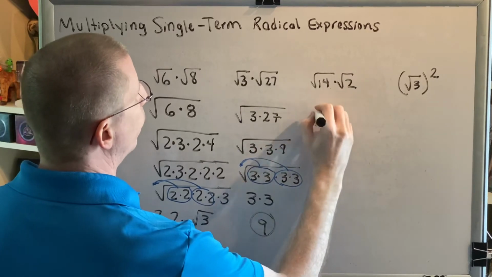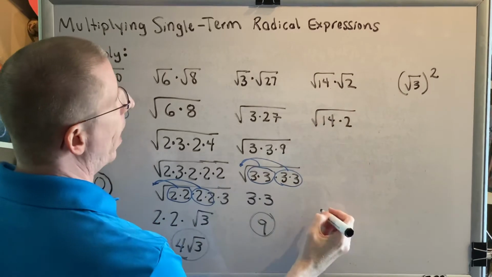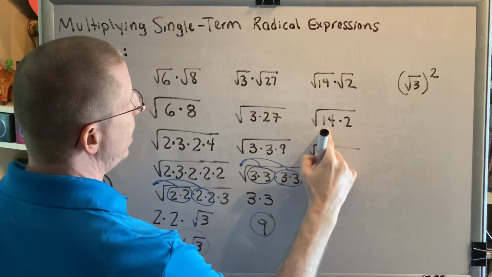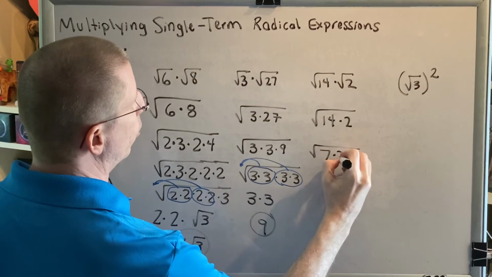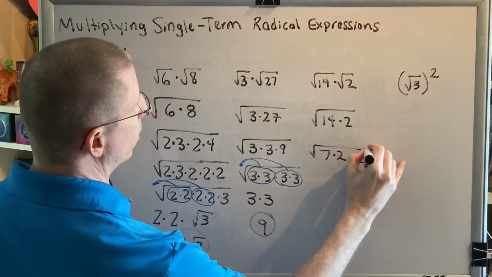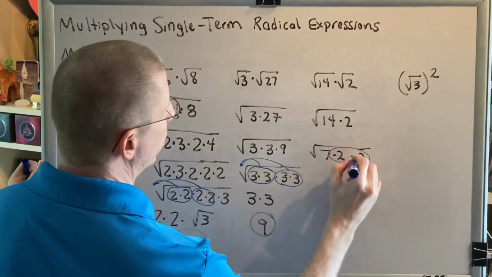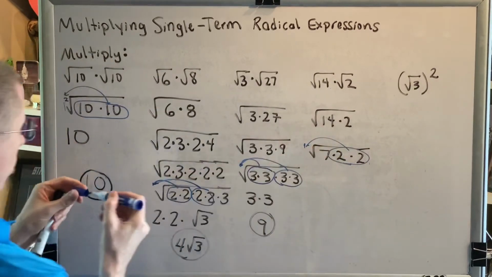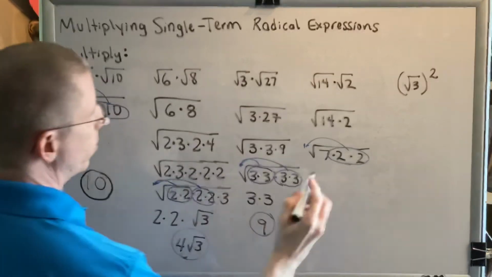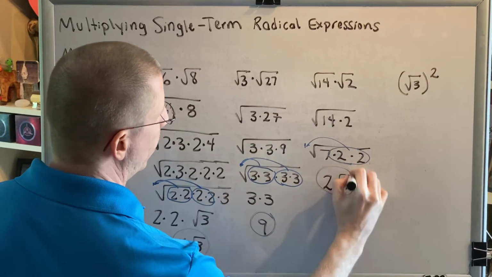All right, square root of 14 times the square root of 2. 14 is non-negative, 2 is non-negative, so these can be combined into a single radical. Now, 14 is 7 times 2. And then, of course, I have this extra 2 here, which follows it. I'm looking to make pairs. Here's my pair. So, a single 2 on the outside and a single 7 on the inside. Final answer, 2 times the square root of 7.